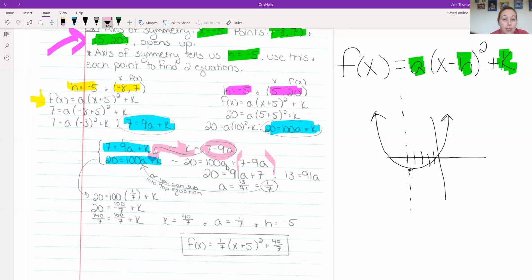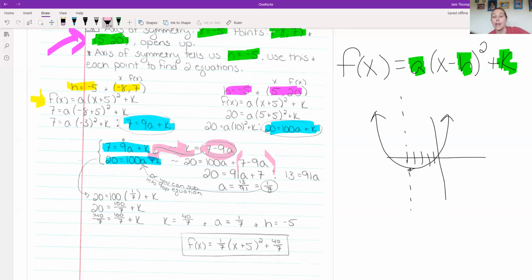Awesome. So when I combine my like terms, I have 100a and -9a. That gives me 91a plus 7. Subtract 7 from both sides. That gives me 13 equals 91a. So I need to divide by 91, right? It gives me 13 over 91. So a is 1 over 7.